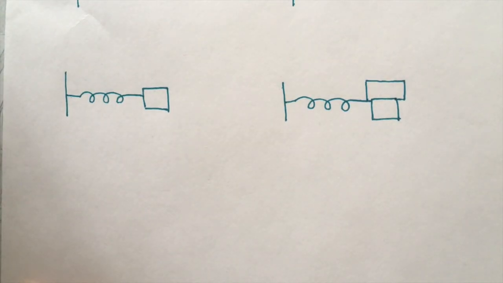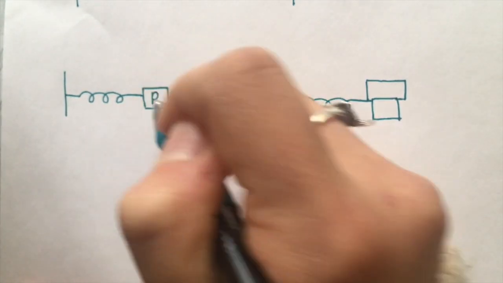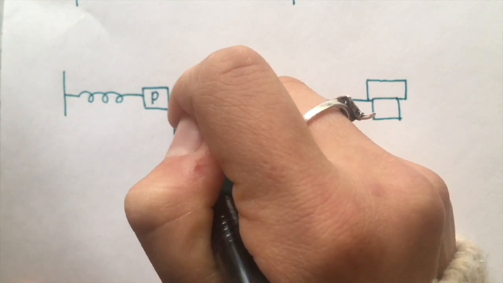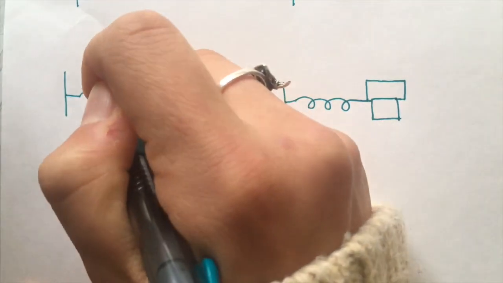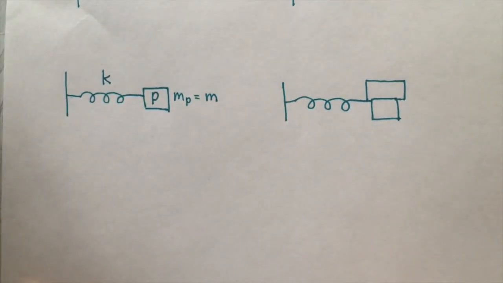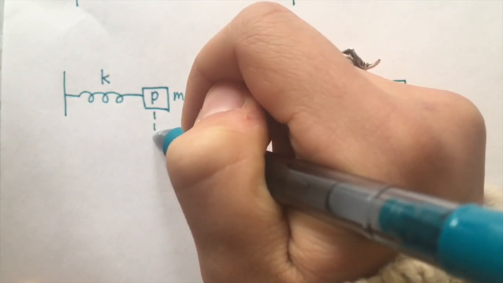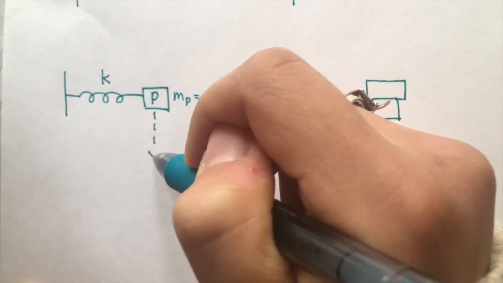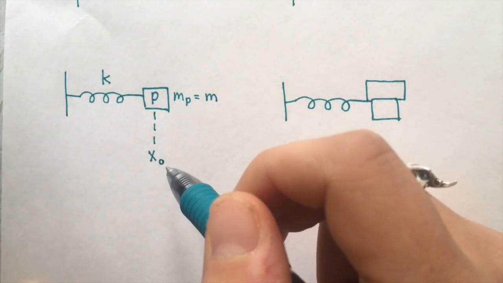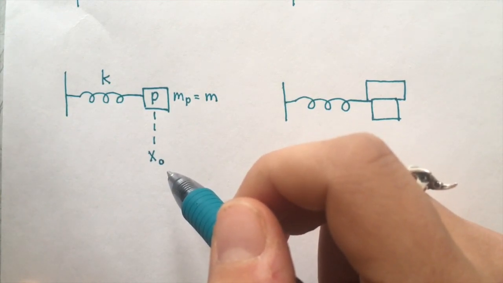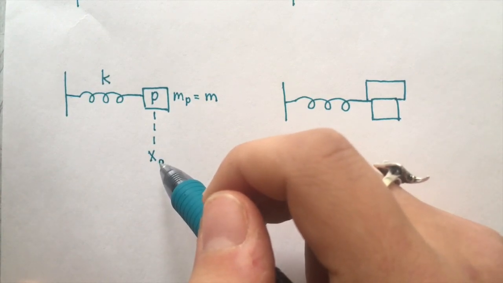Okay, so for the first picture, I know that this is block P. The mass of block P is just equal to m. I know that the spring constant is K, and the spring has some equilibrium position, x0, and that is the position where the spring is completely unstretched. It wants to keep chilling at this position. It's not squished or stretched or anything.